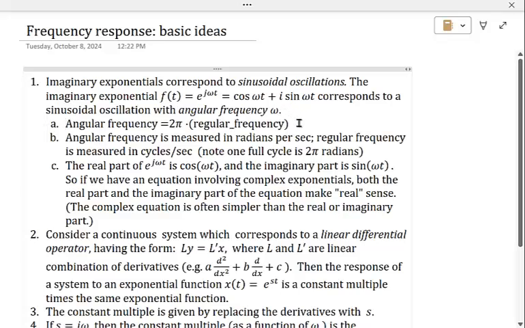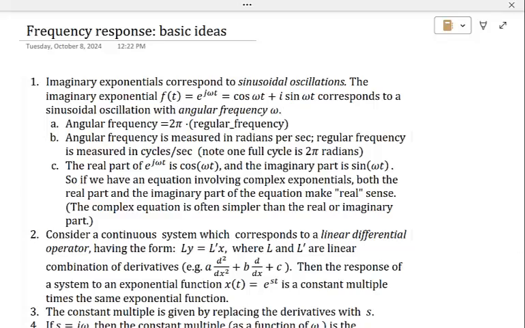Basically the same as sine, but it's offset by a phase. Right? So angular frequency is 2 pi times the regular frequency. Angular frequency is measured in radians per second, and regular frequency is measured in cycles per second. So when you think about going around a circle, it goes around 2 pi radians when it makes one cycle. That's why the angular frequency is 2 pi times the regular frequency, because there are 2 pi times as many radians as there are cycles.